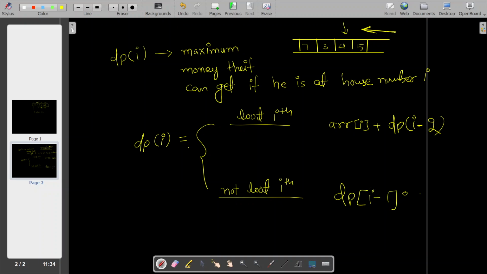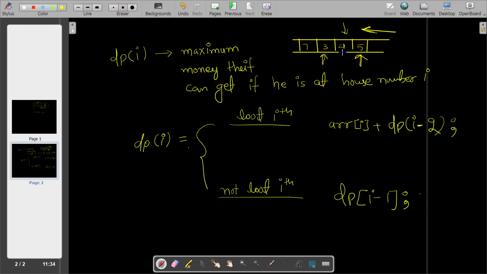So we can go to I minus 1 and decide what we should do. If you are here, suppose you are at 5, if you get money from 5, there is surety you cannot get this 4, so you have to come directly here and decide whether you take the 3 or not. This is up to you.